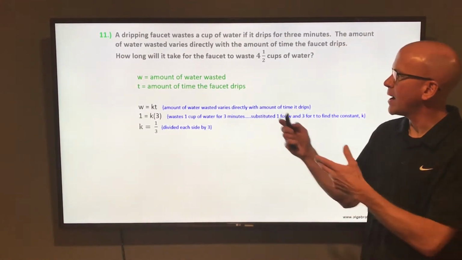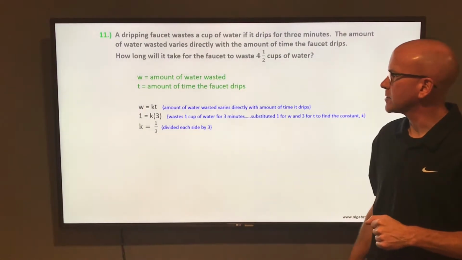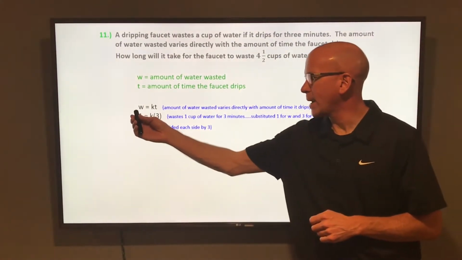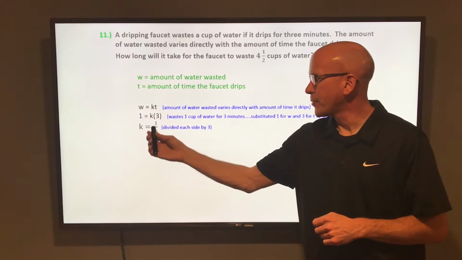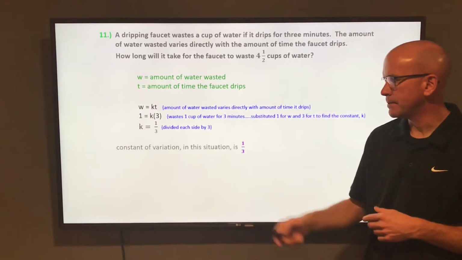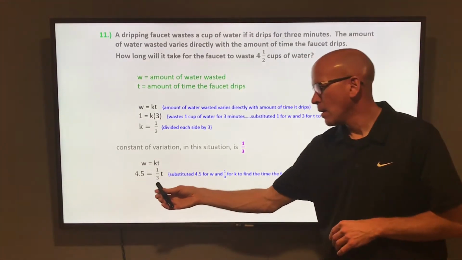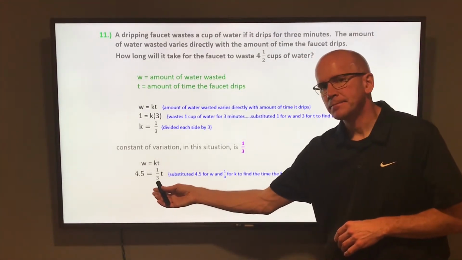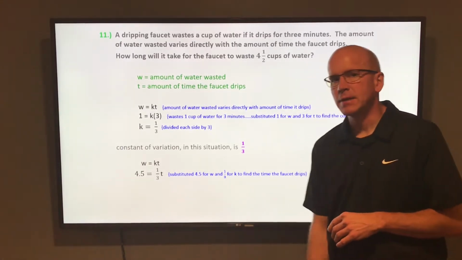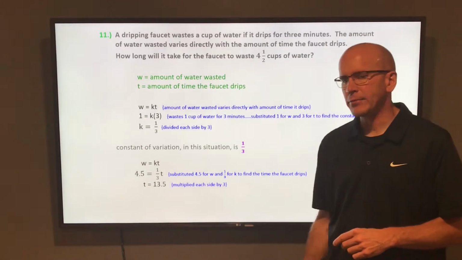And then we can apply that to this question. How long will it take for the faucet to waste 4.5 cups? We'll put 4.5 in for W, 1/3 in for K, and then you could solve that for T, which is what we'll do here. That's going to give us the time it takes to waste 4.5 cups.